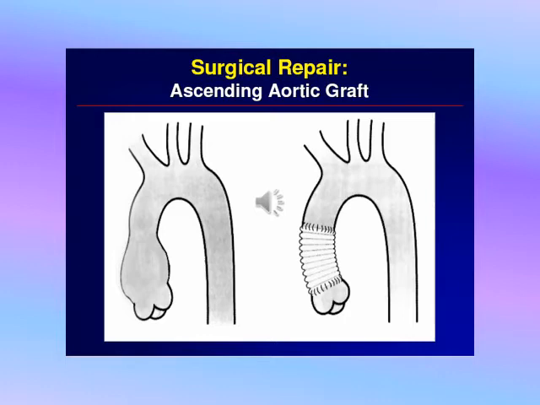This picture shows a patient with a saccular ascending aortic aneurysm and how a graft is placed in this position. This is the commonest surgical procedure done. Again, it is quite a risky procedure, but life-saving for many patients.